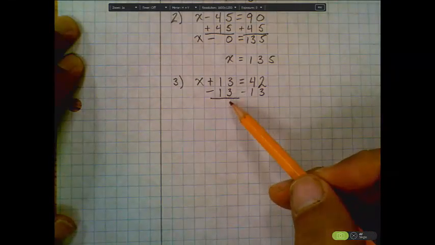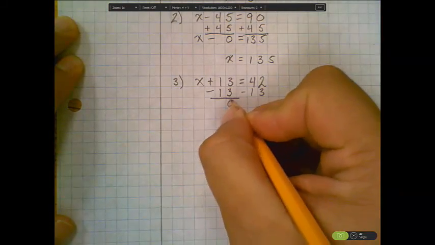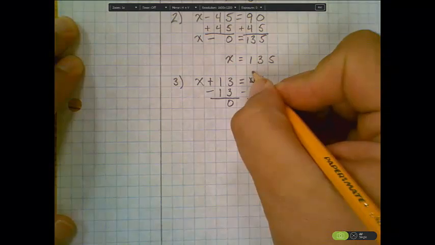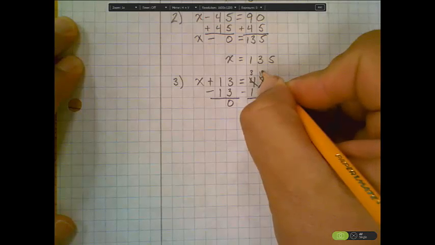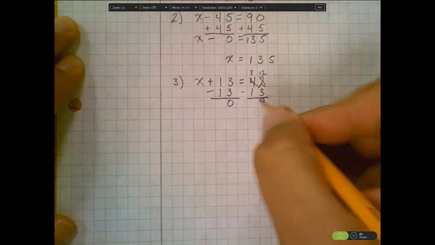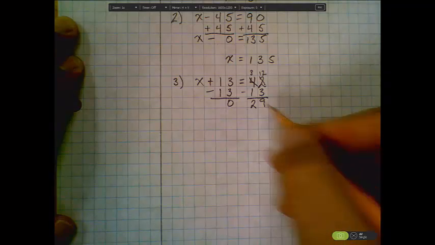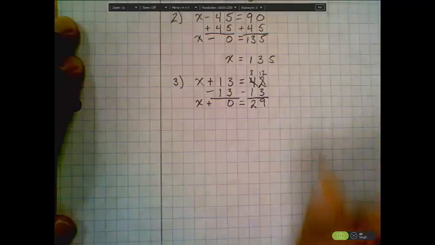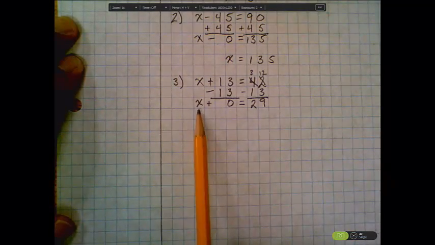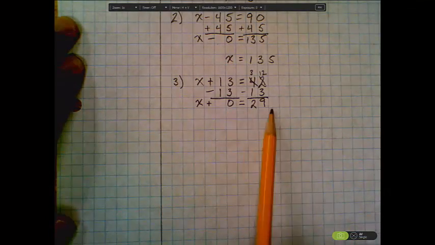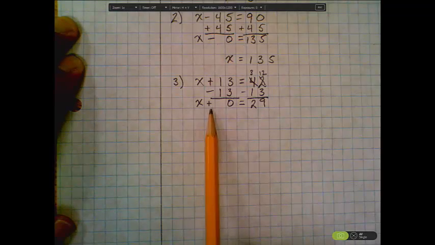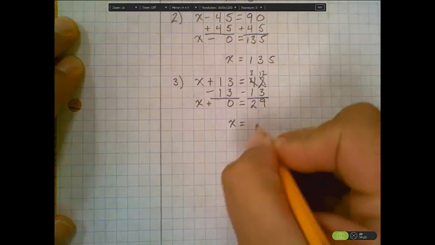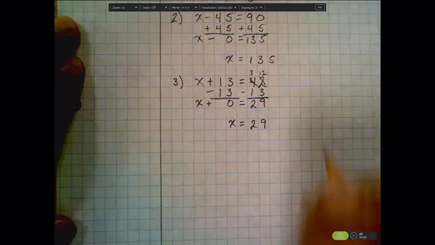Again, a positive 13 minus 13 is 0. We're going to subtract 42 minus 13, so we need to borrow to make that a 12. And so that equals 29. And then we bring down the x and the positive sign. Again, this shows us that x plus 0 is equal to 29. We don't have to write the plus 0 part, and so we just write x is equal to 29.